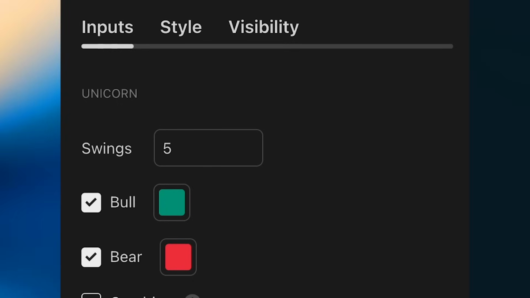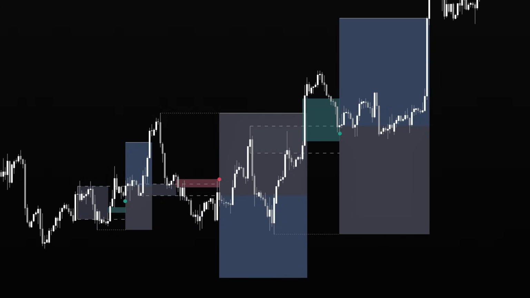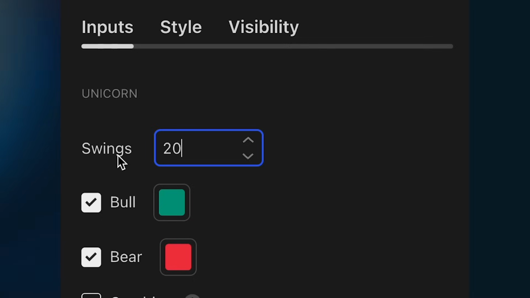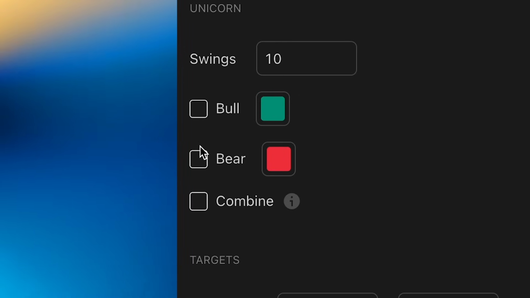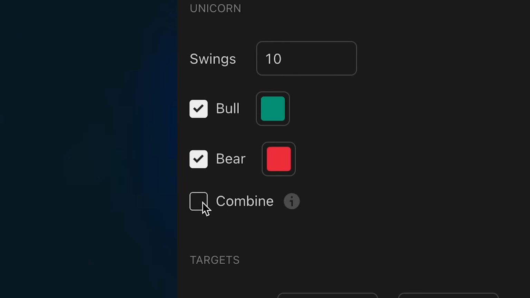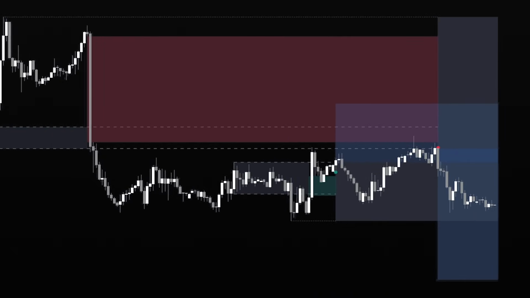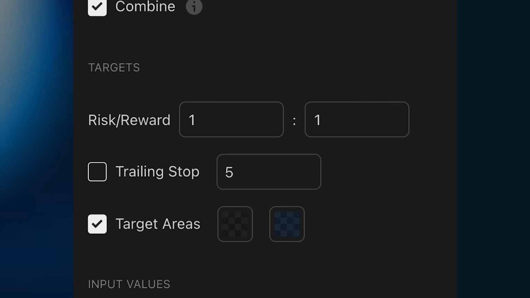Inside the indicator's settings, you'll find customization options starting with swing length, which determines how the swing highs and lows are calculated. A higher value filters out noise and reveals fewer but more reliable setups. You also have the flexibility to toggle between bullish and bearish setups independently, or activate the combined mode. When combined, the indicator can detect setups within setups, a rare but powerful structure that some traders interpret as an early exit signal.